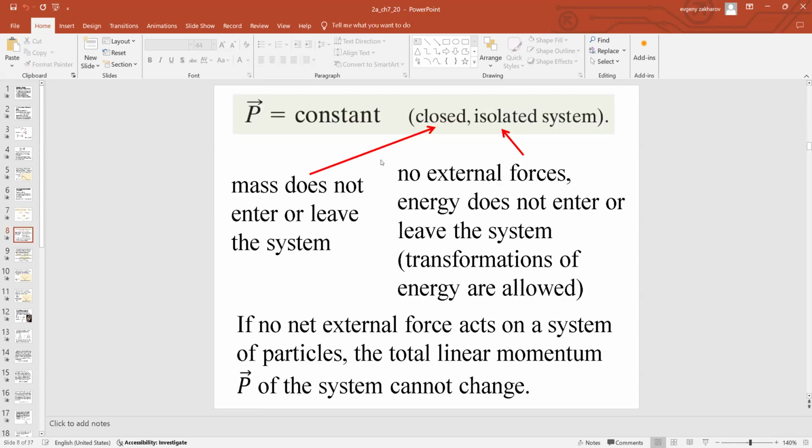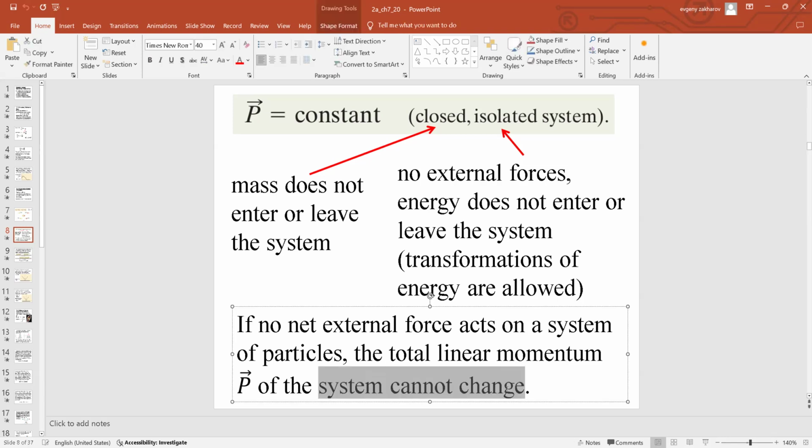So if you don't have any mass that leaves or enters the system, if you don't have any external forces acting on the system, then total linear momentum cannot change. And this statement is what we're going to use for all the collision and explosion problems.